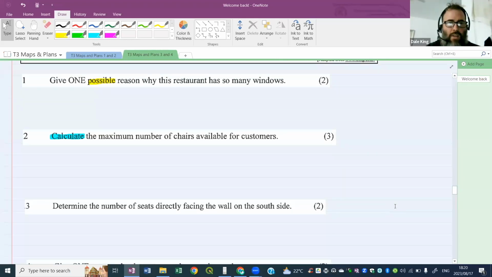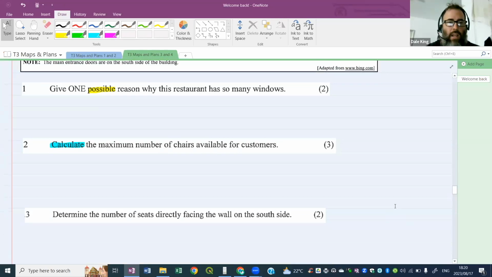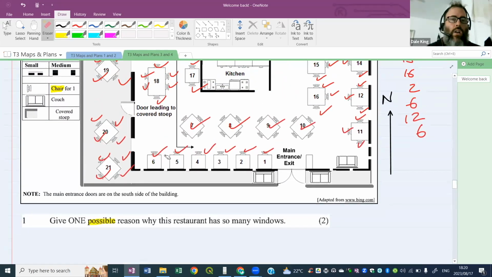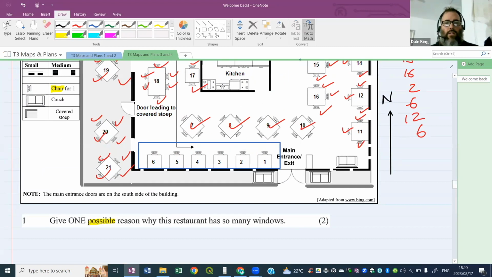Determine the number of seats directly facing the wall on the south side. The seats facing the wall on the south side. Now, what I think they are talking about is this side down here, the south side, the seats facing the wall on the south side. I think they're talking about those. Yes, you can all see there are 6.